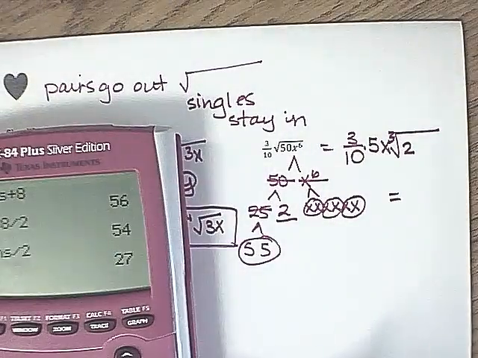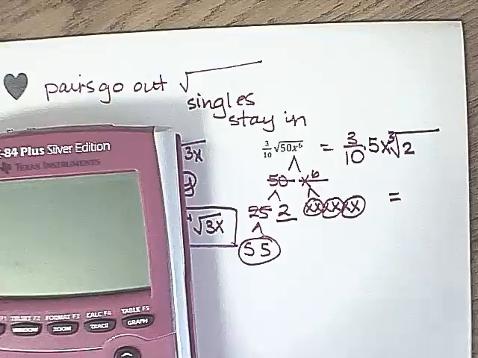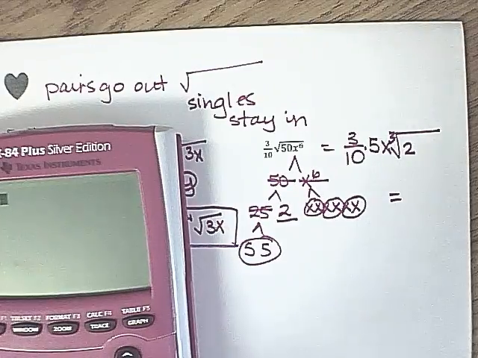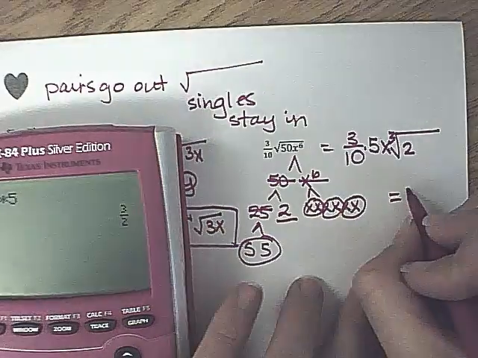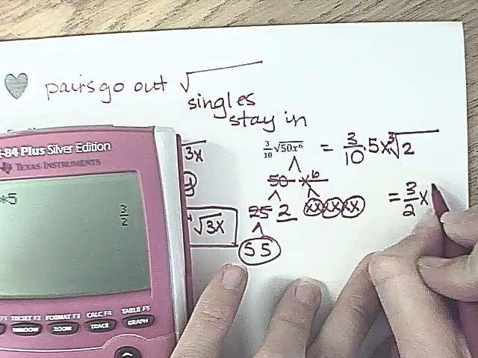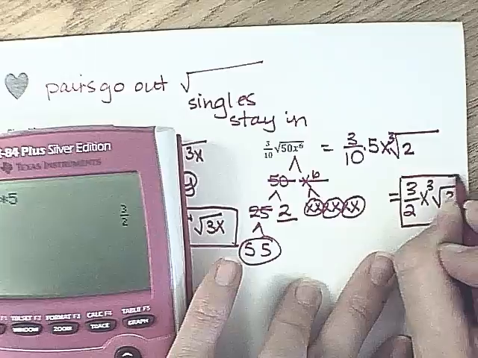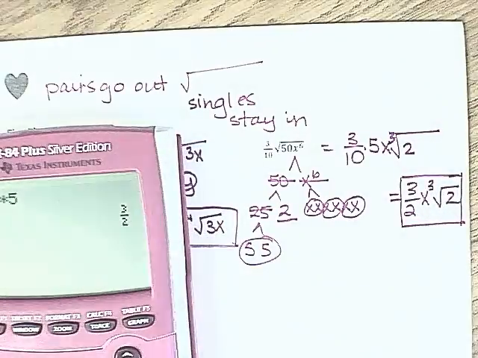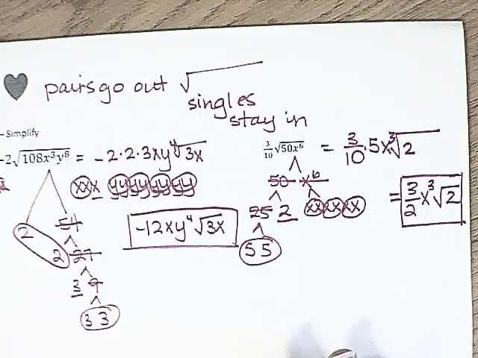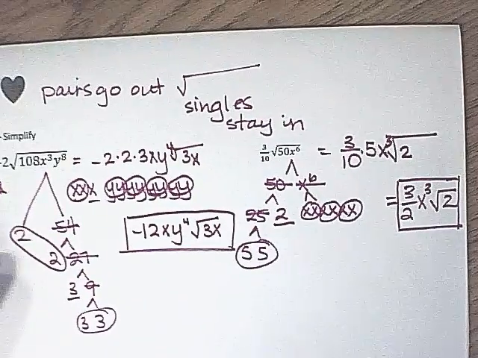Right here I'm going to have to use my calculator. What is 3/10 times 5? 3 over 2, x to the 3rd power. I noticed that some of you were very hesitant about using your calculator on the exam, and as a result, you missed some of these. Please don't be too prideful to get the right answer.